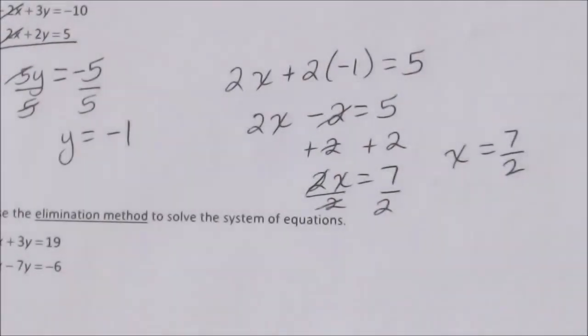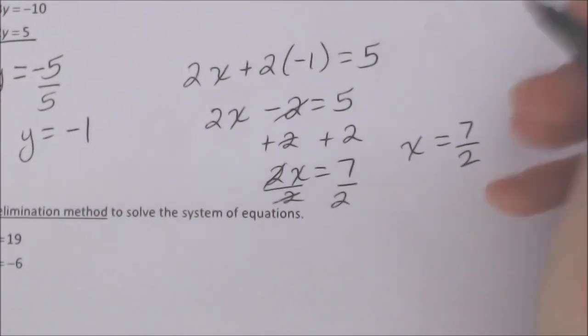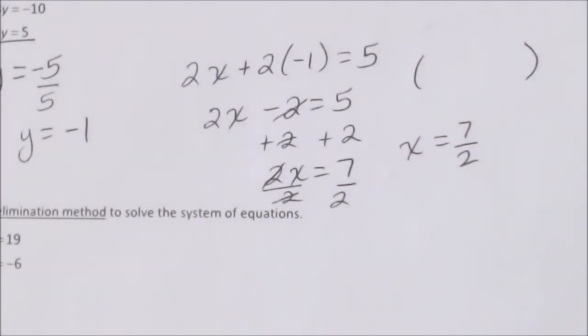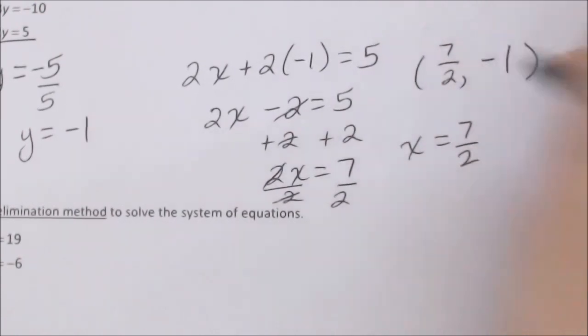And I said earlier, we're not usually going to have fractions. This one we actually do. I know this is the right answer. So we're going to leave it as 7/2. You could make it 3.5 if you want to, but it's not necessary. It is necessary, however, that you write your answer as an ordered pair. So our x coordinate is going to be 7 over 2, and the y coordinate is -1.